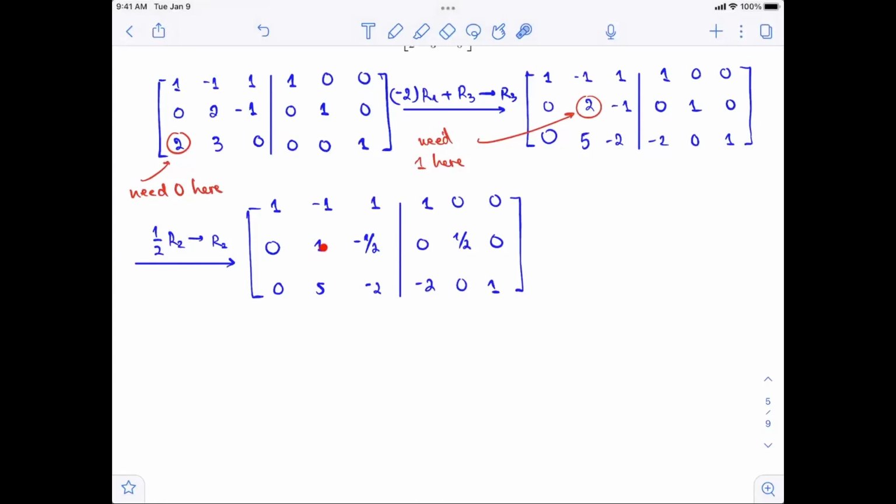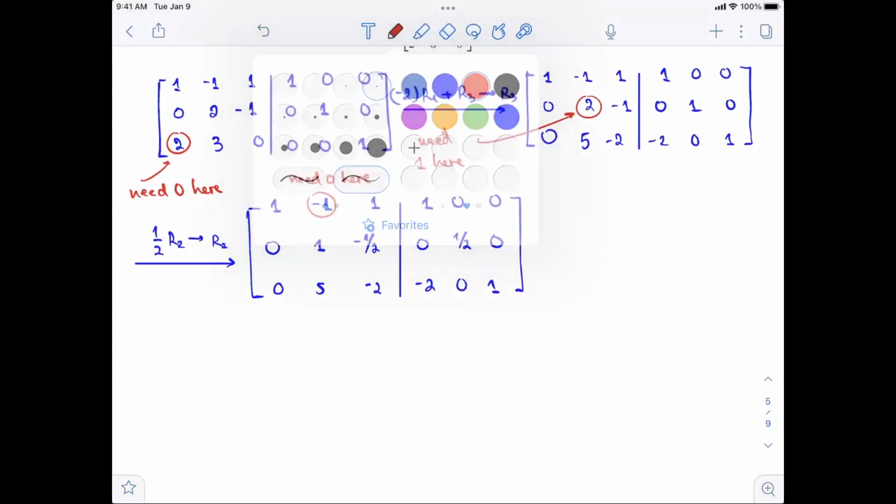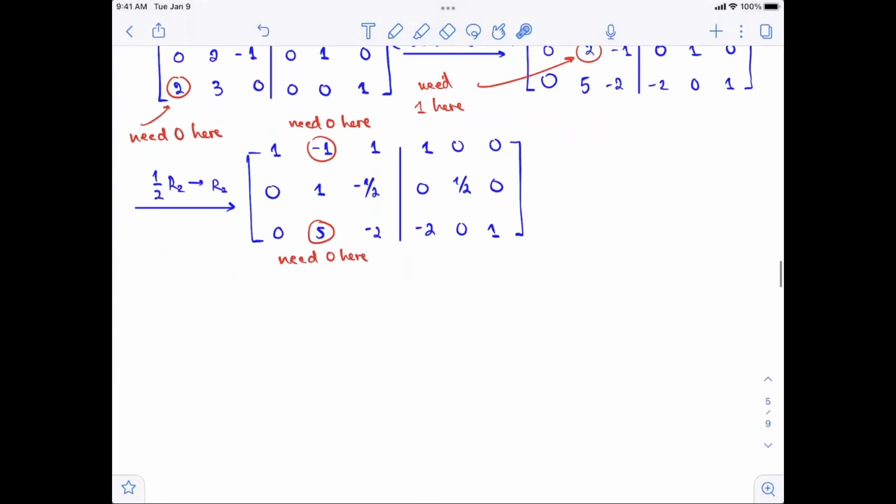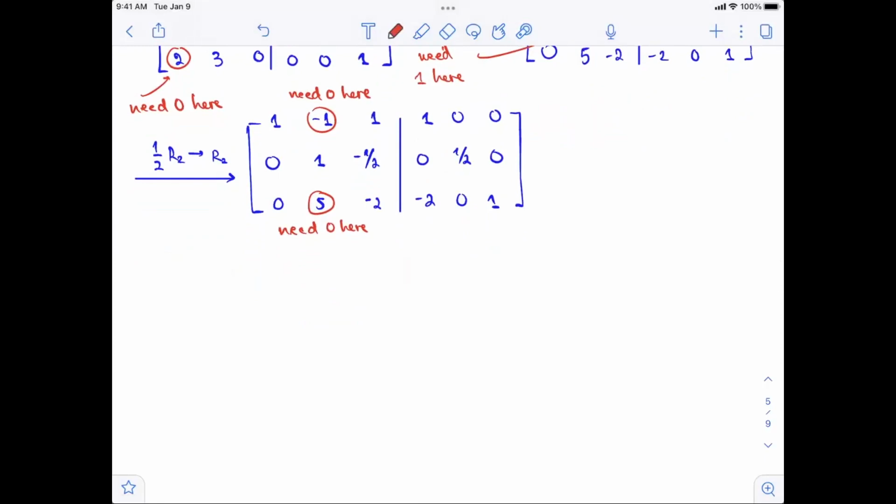Okay, so you have a leading one in the second row. Now that means the entry right above it has to be 0, and the entry below it has to be equal to 0. So let me start with the negative 1 up here. So we need 0 here, right? And as well as over here, we need 0 here. Right, so there are two different operations that we need to perform in this particular step to turn these two values into zeros. Okay, let me start with the first row.